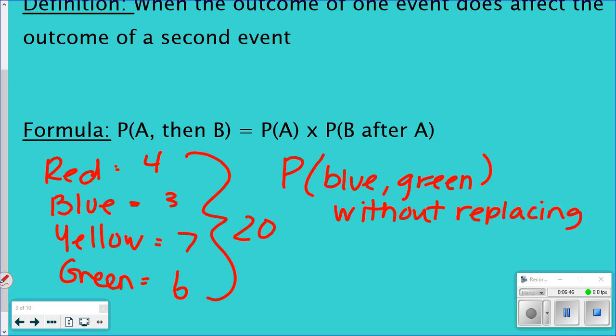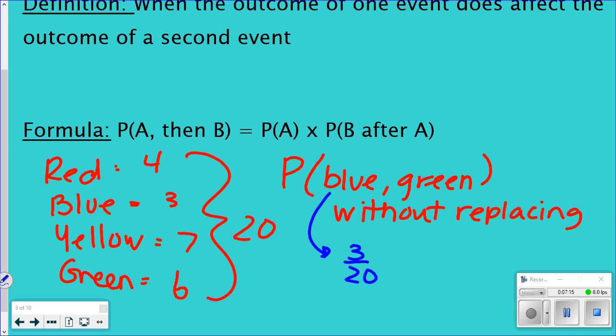Okay? So in here, let's just talk about the blue. What's my probability of getting a blue? 3 out of 20. Let's say I pick that blue out. Oh, I actually did the experiment. I was lucky and got the blue. Okay? I'm going to keep them out. That's what I mean without replacing them. I'm not going to put them back in the bag.